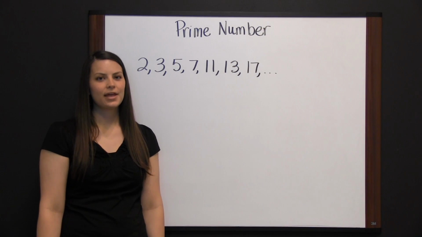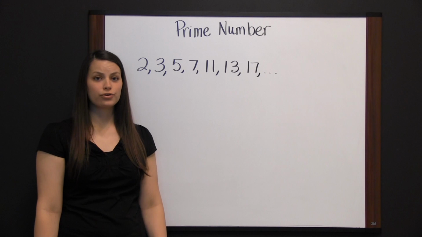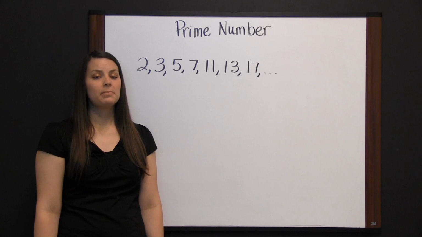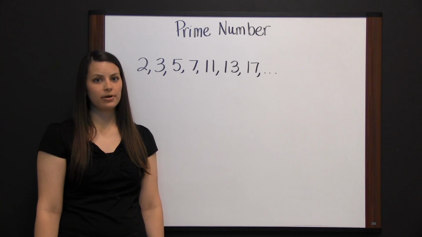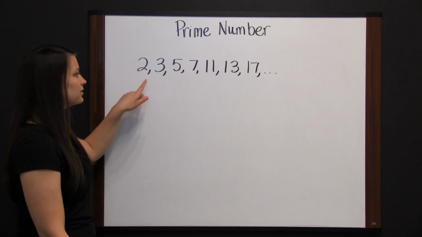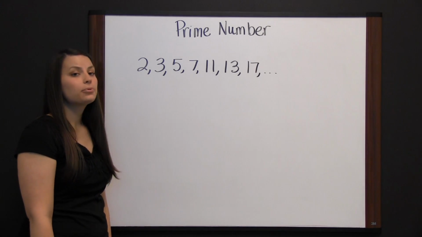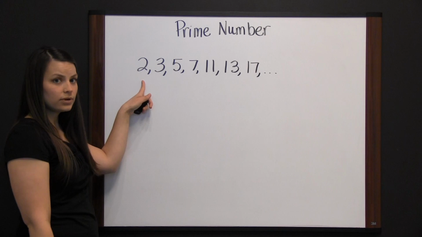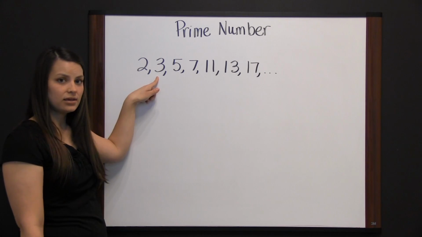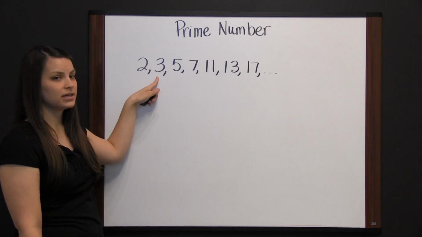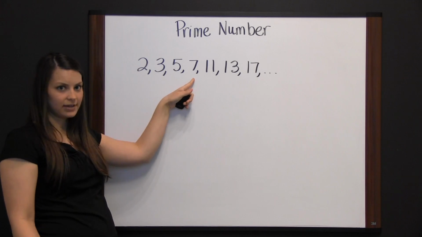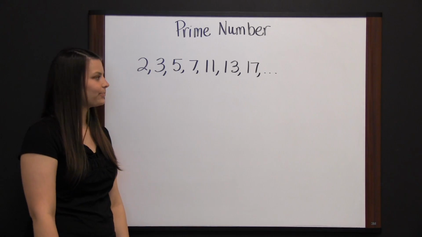Prime number. A prime number is a natural number higher than 1 that cannot be divided by any other natural number besides 1 and itself. Here is a list of the first 7 prime numbers. 2 can only be divided by itself and 1. 3 can only be divided evenly by itself and 1. 5, the same. 7, so on and so forth.